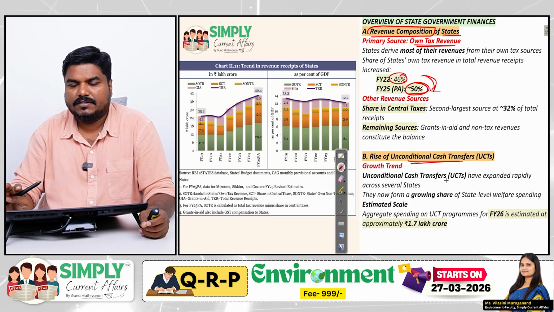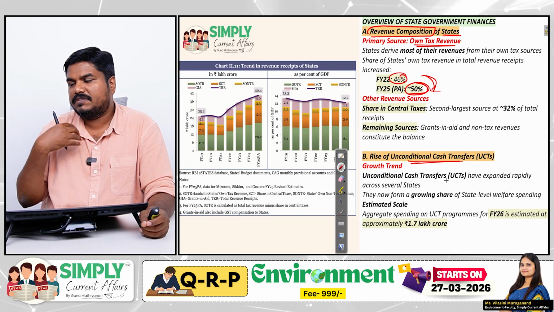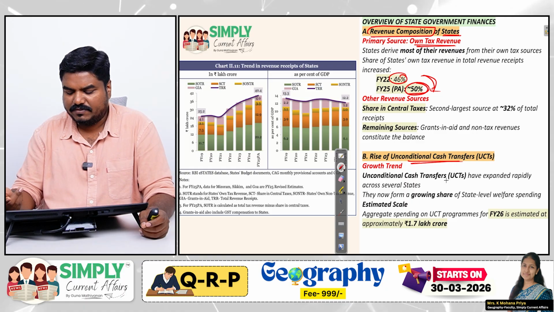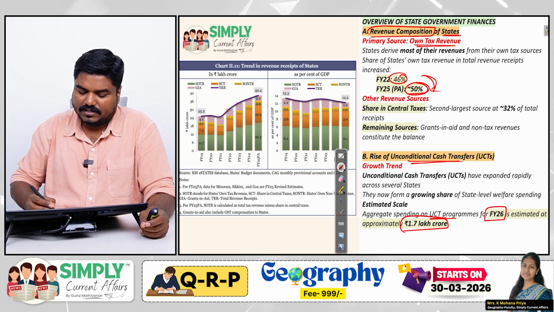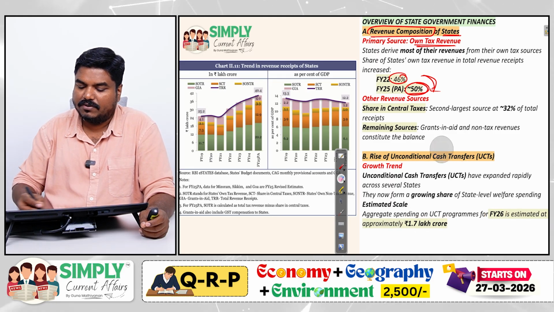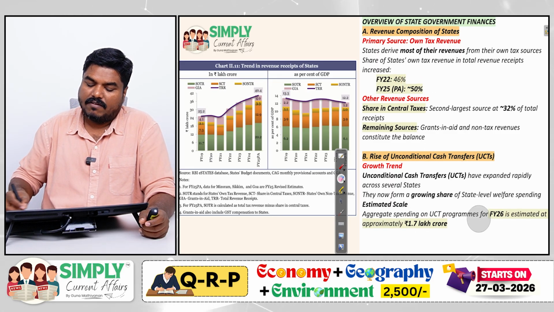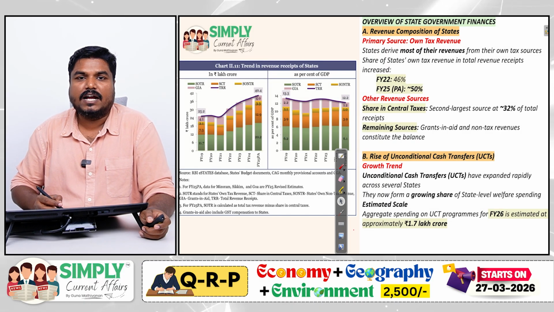With respect to unconditional cash transfer, state governments are giving money to the people without any conditions. Every month I might get 1000 rupees without any condition. That is unconditional transfer. This unconditional transfer program alone in financial year 26 is costing around 1.76 lakh crores. Now, whether it is correct, whether the state government can go for such unconditional transfer.